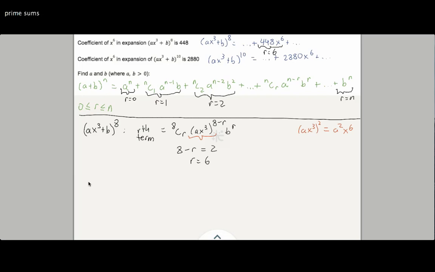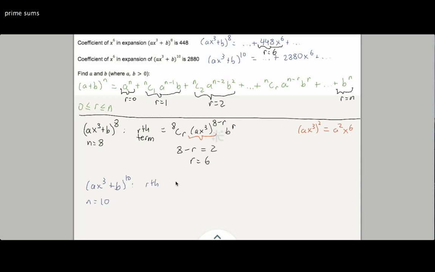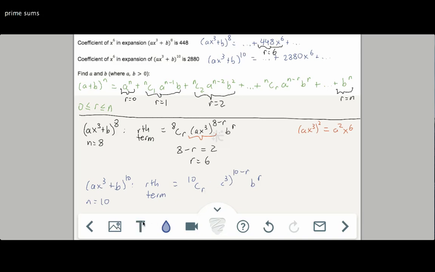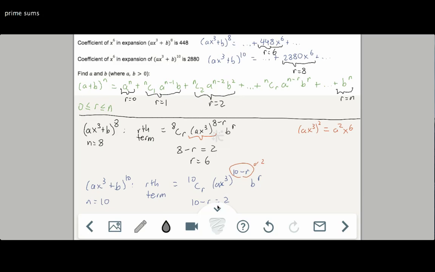And now let's do this with the second expansion. Same thing, (ax^3 + b)^10. In the first expansion, we had n equals 8. Now we have n equals 10. But it's the same binomial inside the parentheses. So the rth term here is going to be 10 choose r, (ax^3)^(10-r) times b^r. And what does r have to be? Well, same as with the first expansion, the ax^3 term has to be squared. So 10 minus r has to be equal to 2, and therefore r is equal to 8. So in the second expansion, the x^6 term occurs when r equals 8. So we know which terms we're dealing with.